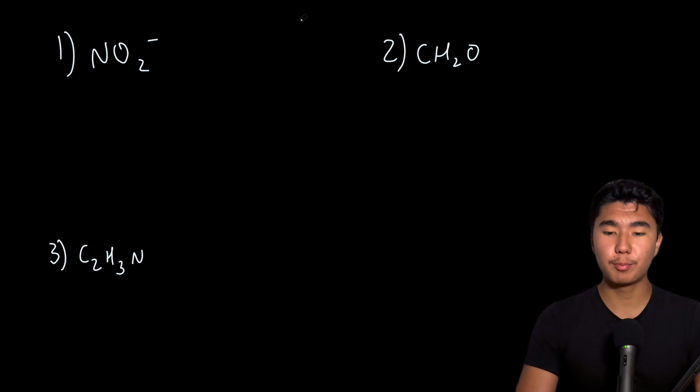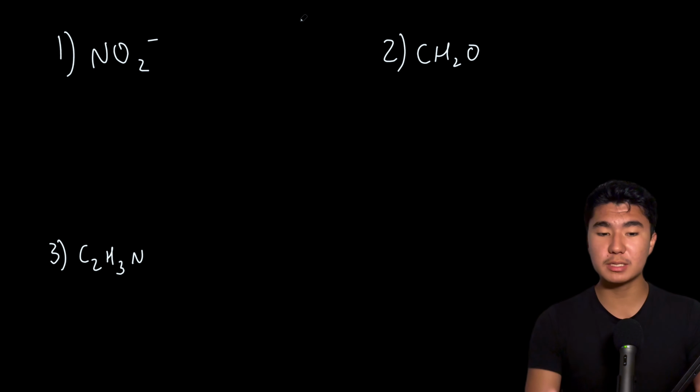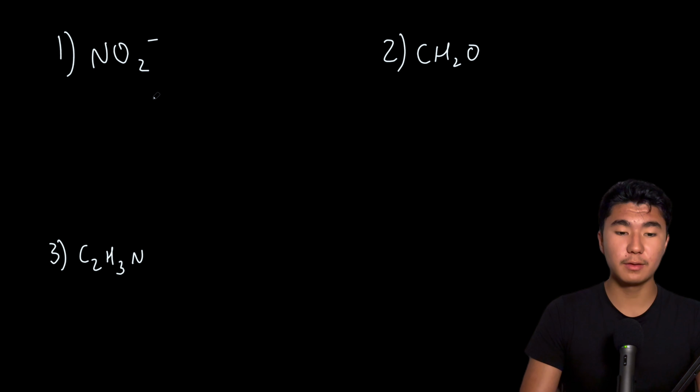Alright, so now we got some practice. So I want you guys to pause this video and see if you can find the hybridization and number of sigma bonds and pi bonds for each of these molecules. And as a hint, you really want to draw out your Lewis structure. So let's start with NO2 over here.